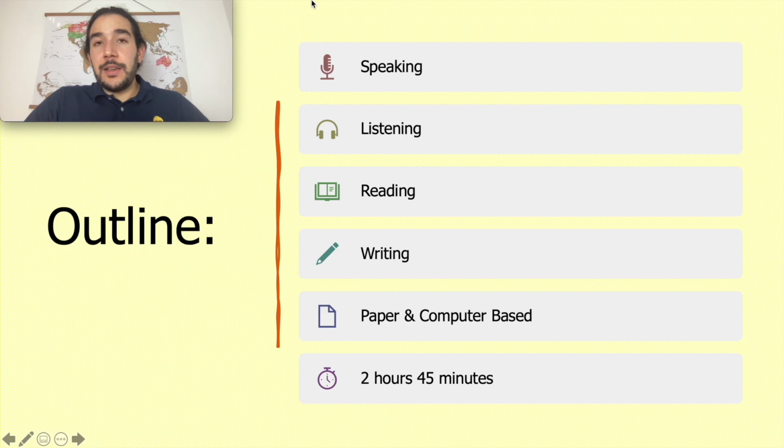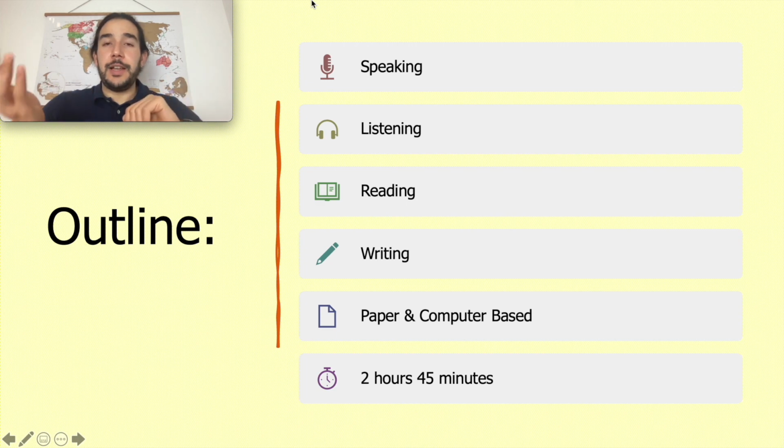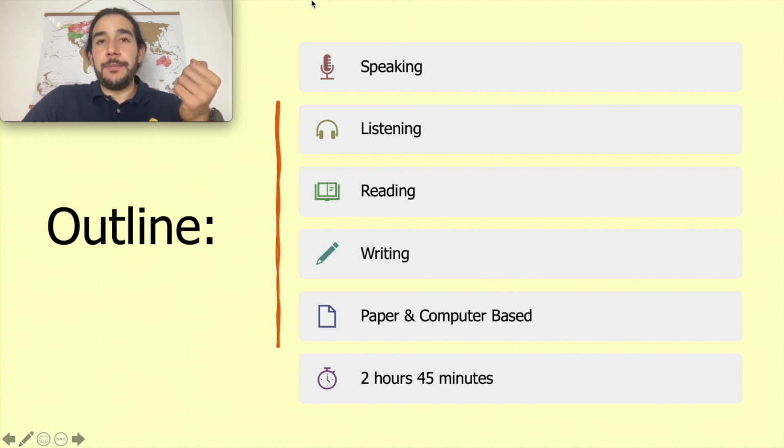For the writing, the main difference is on task 1. So the general IELTS needs to write a letter, and on the academic we usually describe a graph, or we have to describe a process most of the time. And then the speaking section would be the same. I don't think there is much difference between those.